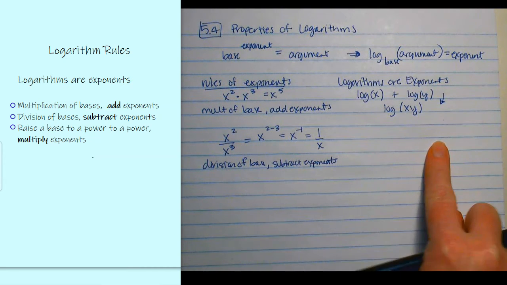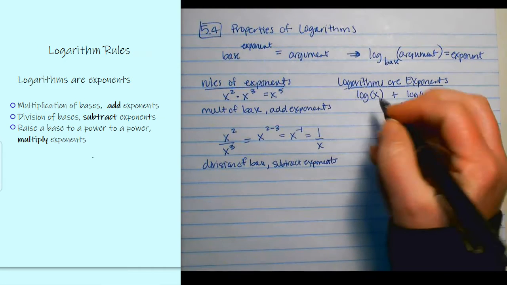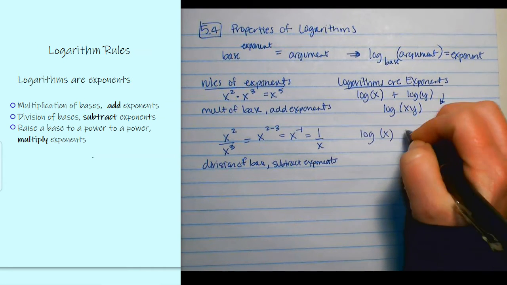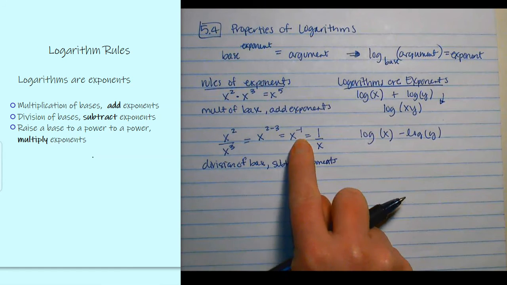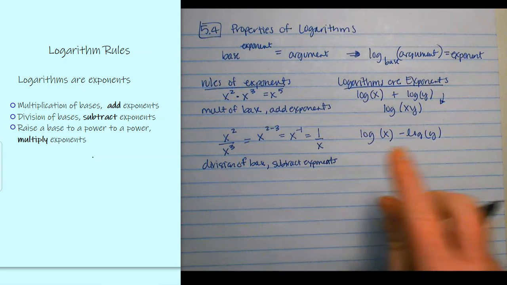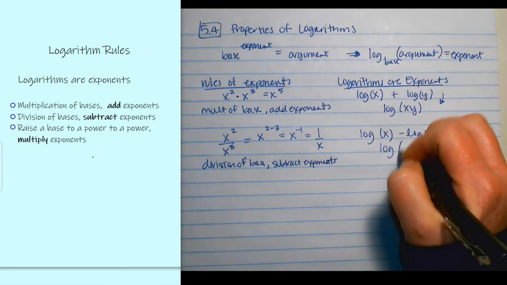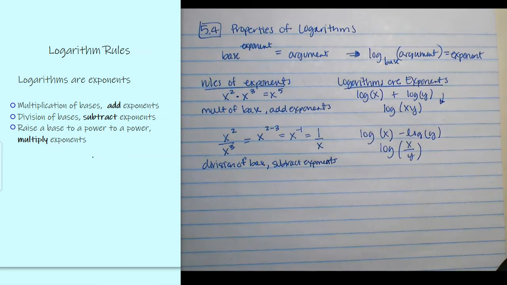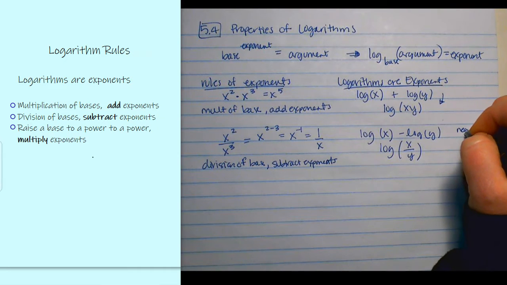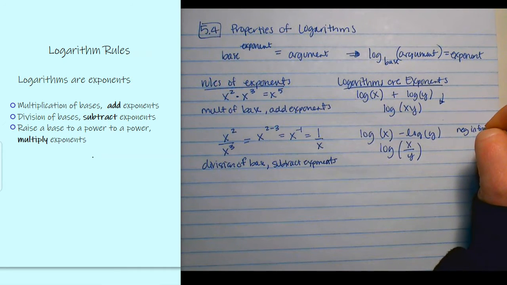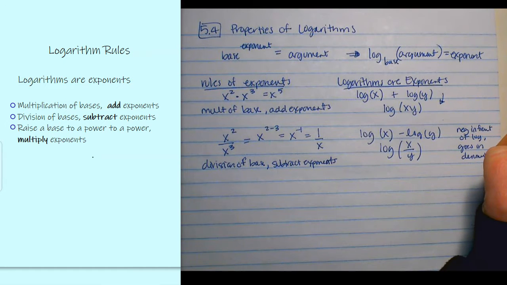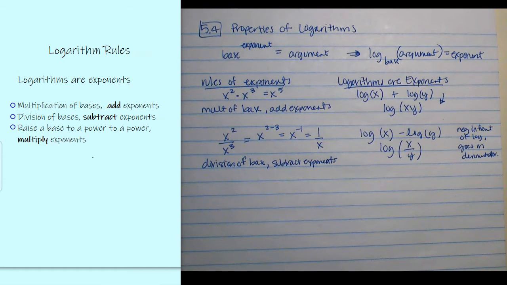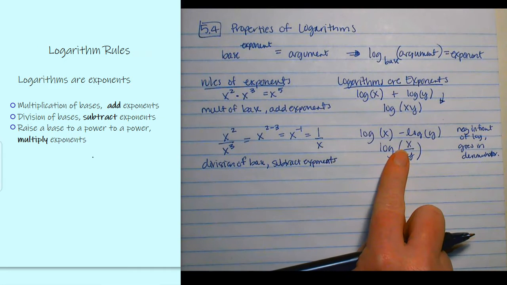So if we apply that to logarithms, we're going to say if we had log of x minus log of y, anything that has a minus like this is going to go in the bottom when we combine them. So we're going to write 1 log, combine them, we have x on the top and y on the bottom. So anything with a negative in front of the logarithm goes in the denominator. So as long as you're with me that logarithms are exponents, these exponent rules apply.